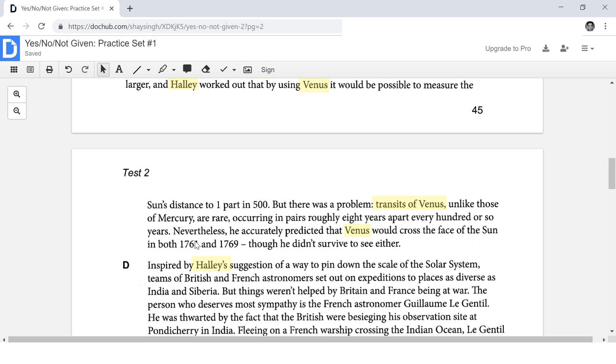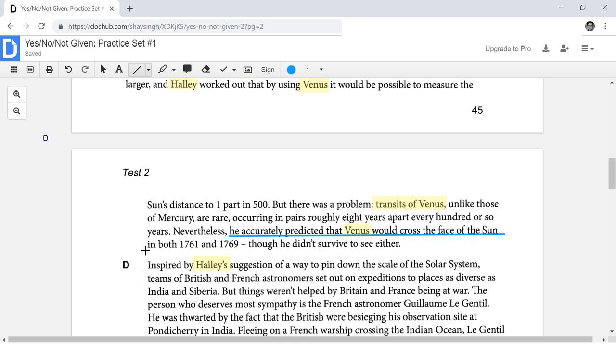The reason is that the next sentence is still referring to Halley because it says he, and we know that we're still talking about Venus and the transits of Venus, so we might find our answer here. So let's keep reading on. Nevertheless, he accurately predicted that Venus would cross the face of the sun in both 1761 and 1769, though he didn't survive to see either. Guys, this is our matching sentence. I'm going to underline that part.